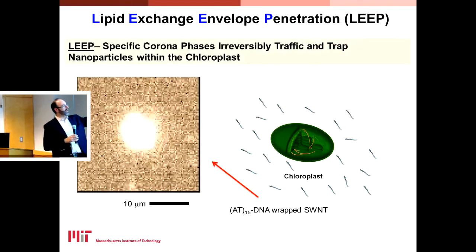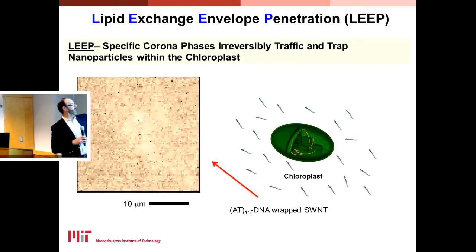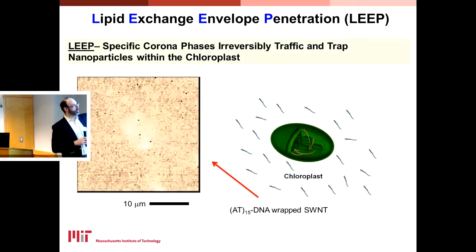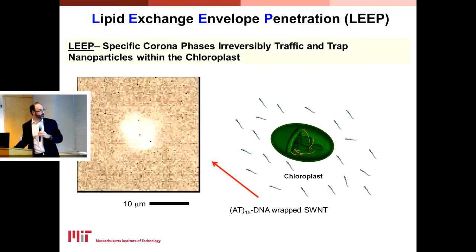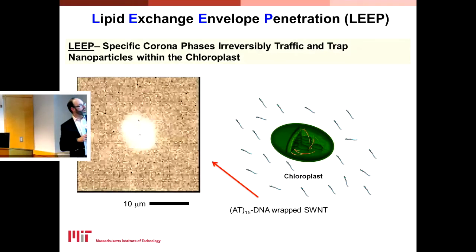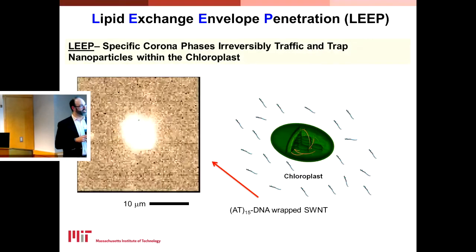But actually, what happens is you have nanoparticles. These are DNA-wrapped carbon nanotubes. They're negatively charged. They're flowing past an extracted chloroplast on a microscope slide. And what you're seeing is an irreversible accumulation through the double lipid envelope that encapsulates the plastid.